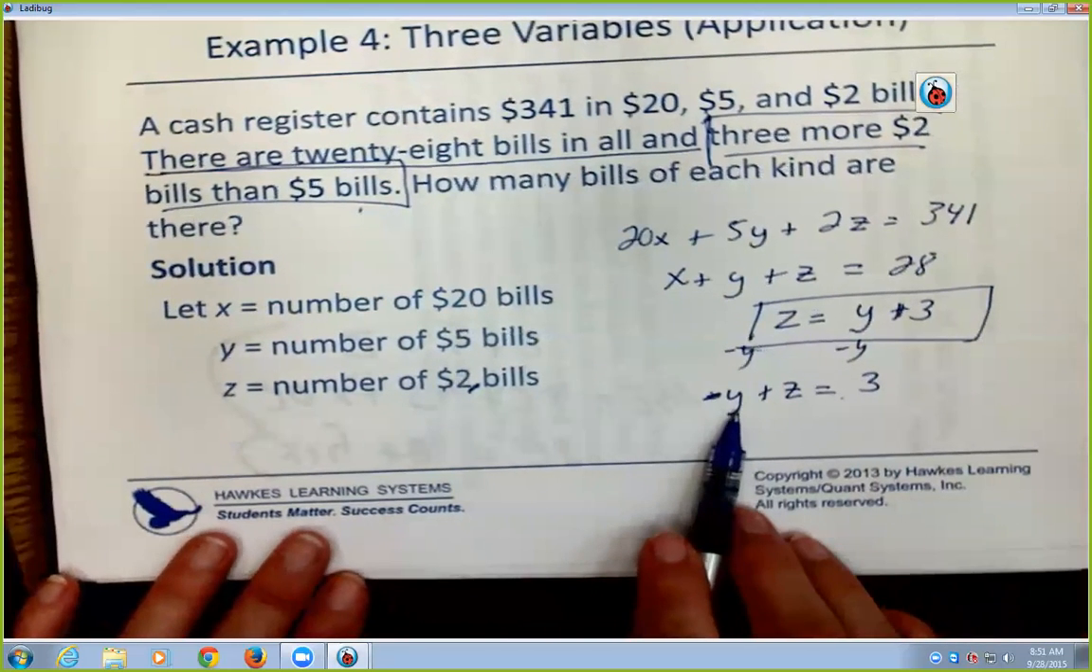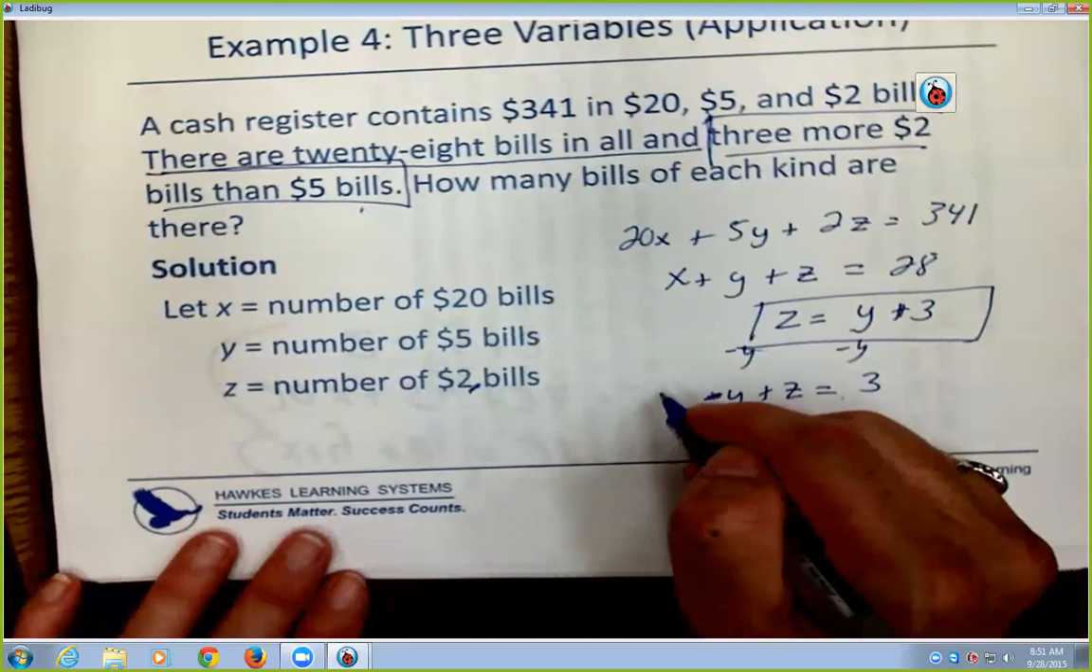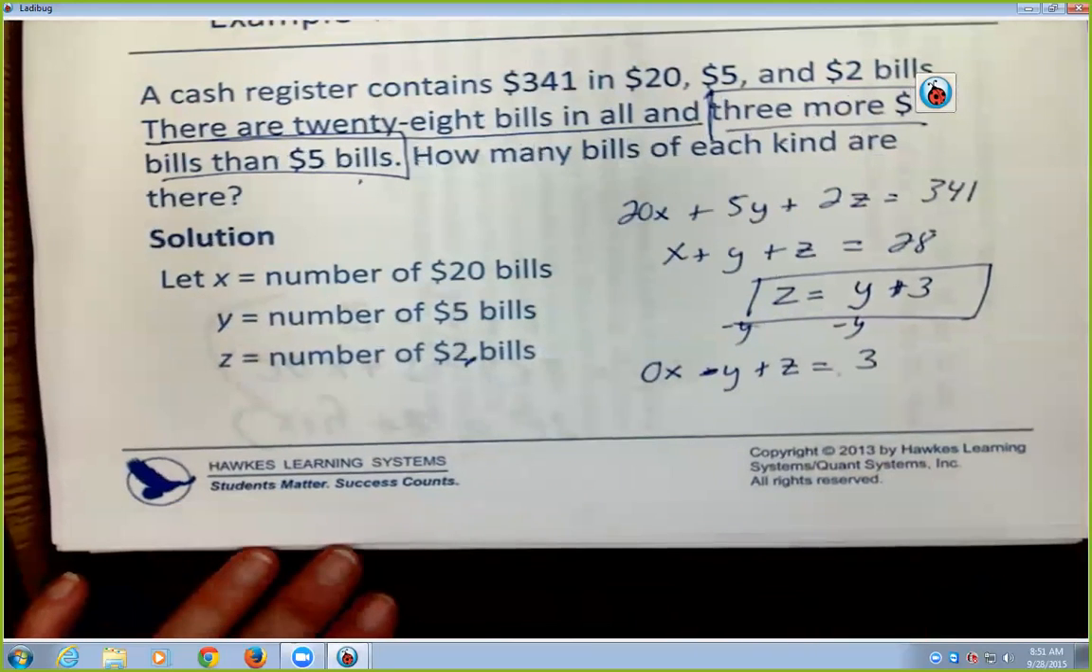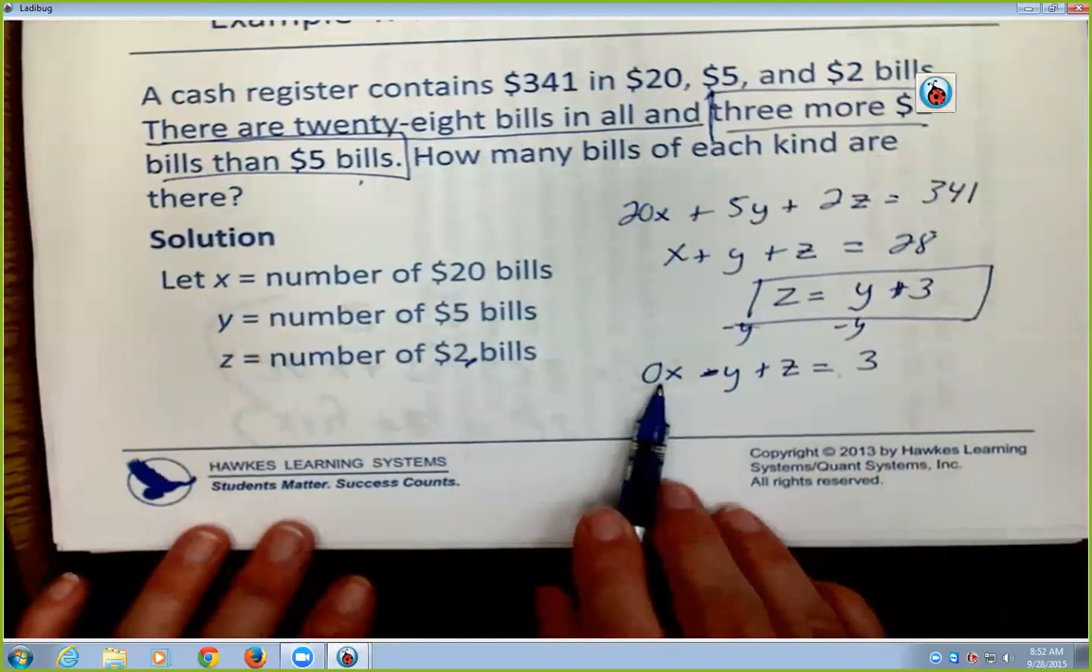The only other piece I'm missing is, what don't I have? I don't have any X's in there. So in order to put it on my calculator, I need to have 0 in front of there, because I need to enter 0 for my X's on my calculator. Okay or not okay? What do you guys think?